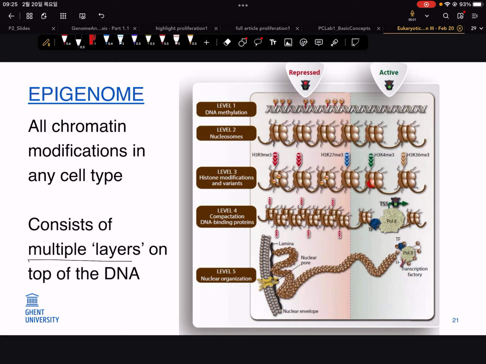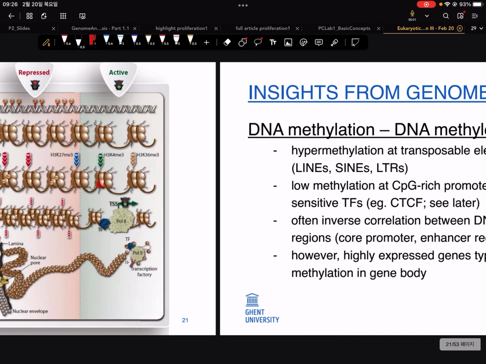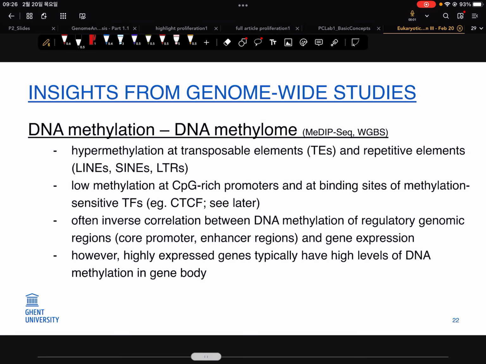The nuclear organization, where that chromatin is within the nucleus, also affects itself. And that's also something that I will explain.